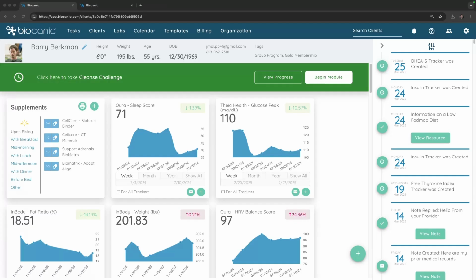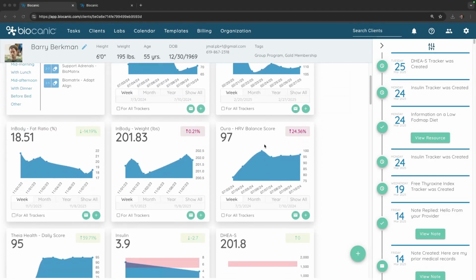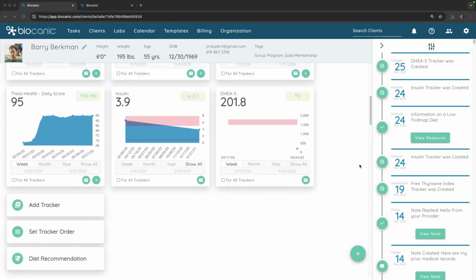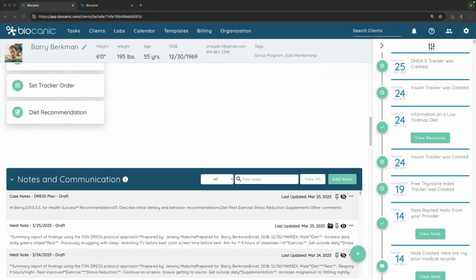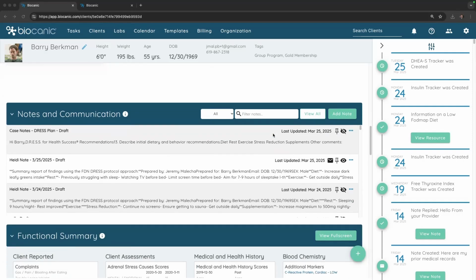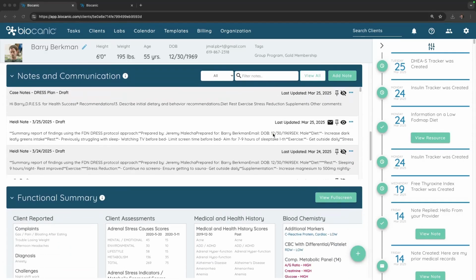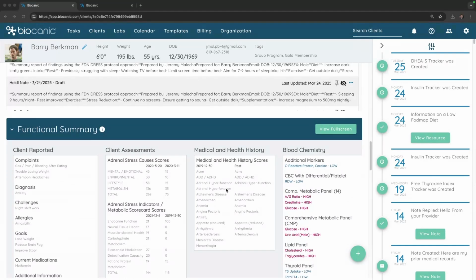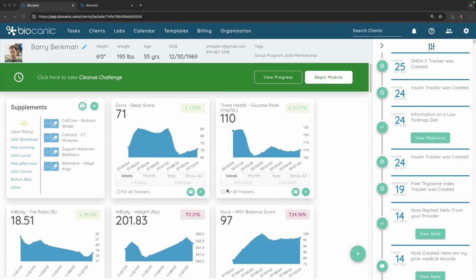So this is the big difference about what we do. What we're looking at is the dashboard view for this particular client. So we have our connected devices, our glucose, our InBody, and even our blood markers if we're tracking and trending that over time. But this is also the view that the patient sees. So there is no patient portal. Everybody's on the same page, working in the same direction. So we have our notes and communication. We have our functional summary. All of this comes together in this single experience. So in this case, Barry's going to take the cleanse challenge.